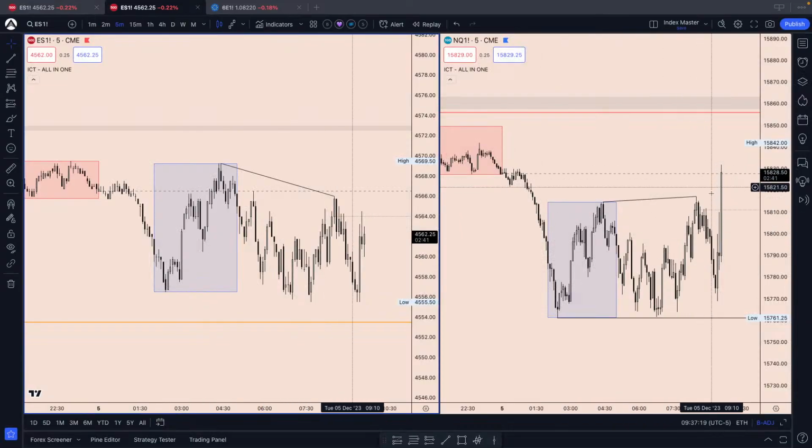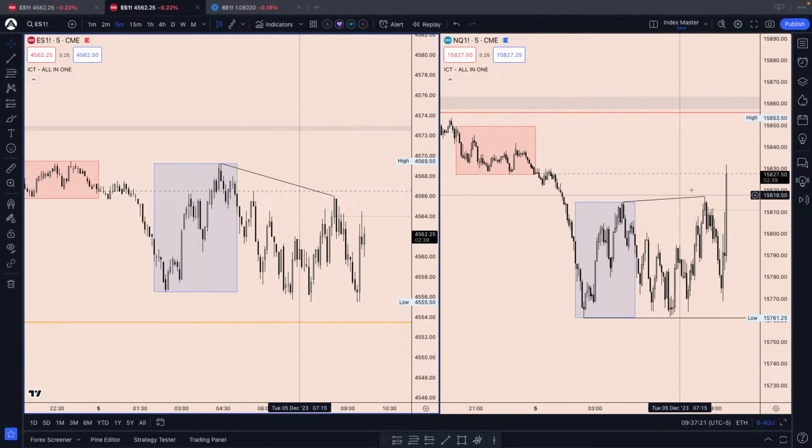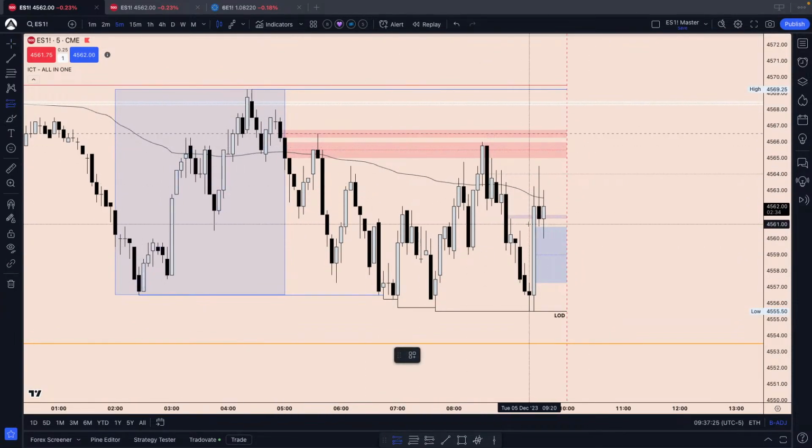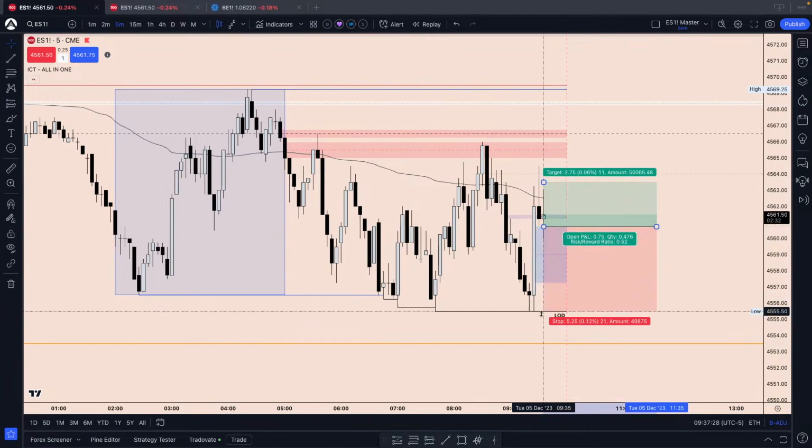Take a look at NQ. So NQ is already leading here at the midnight level now, while ES is still lagging behind, we could say. Bullish fair value gap.